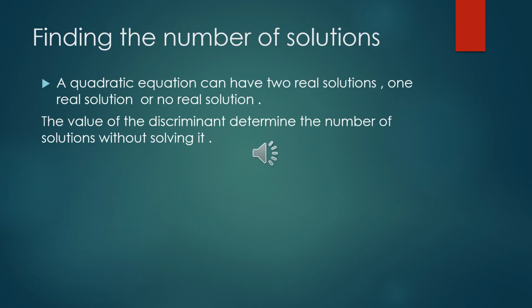The second idea we need to discuss in this section is to know the number of solutions of each quadratic equation without even solving it or graphing it. A quadratic equation can have at most two real solutions. What do we mean by at most two real solutions? It can have two real solutions or one real solution or even no real solution. The value of the discriminant determines the number of solutions without solving it.